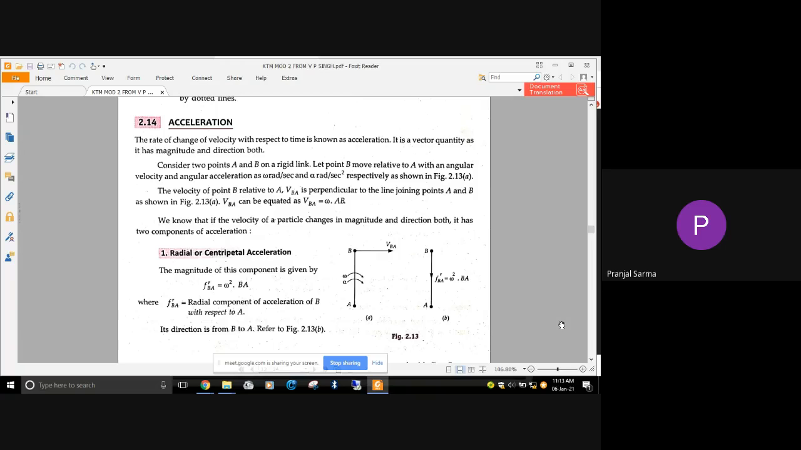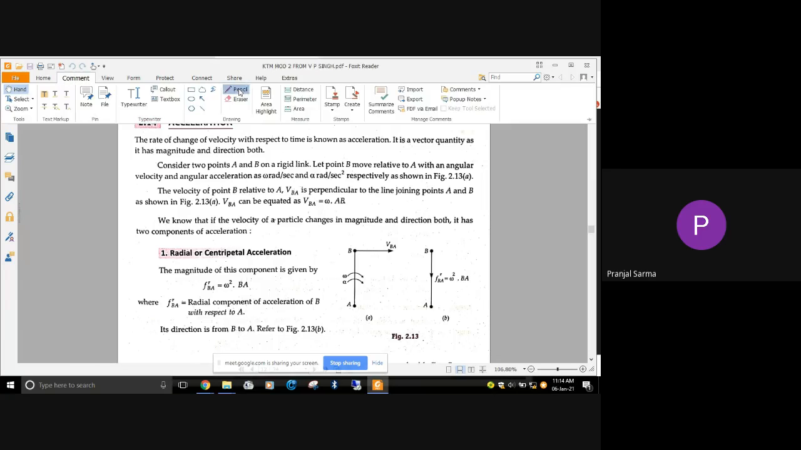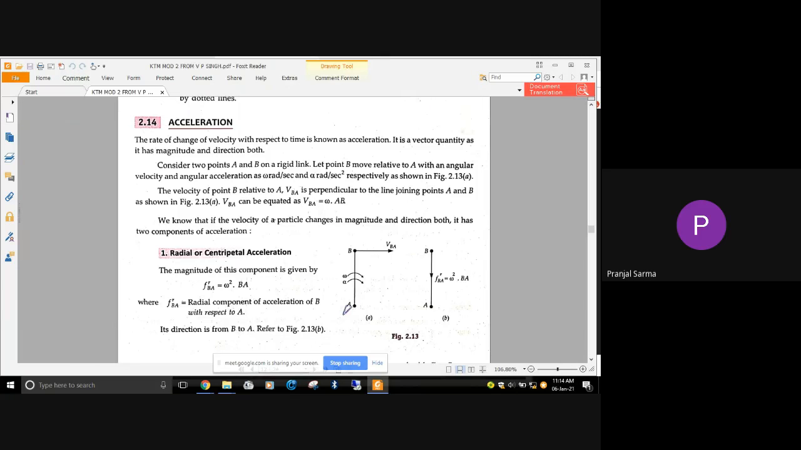Now, as we are talking about velocity and acceleration analysis for mechanisms, we will be discussing it with respect to links. So now let's consider two points A and B on a rigid link. Suppose in this figure, if you look, we'll see two points, point A and point B.